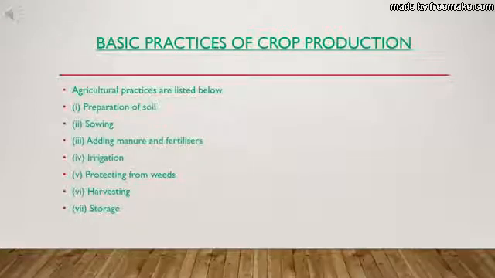The basic agriculture practices are: number 1, preparation of soil. Number 2, sowing. Number 3, adding manure and fertilizers. Number 4, irrigation. Number 5, protecting from weeds. Number 6, harvesting. Number 7, storage.